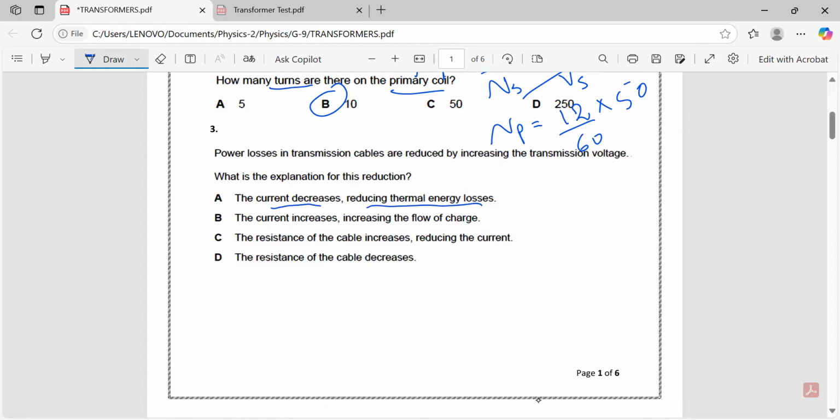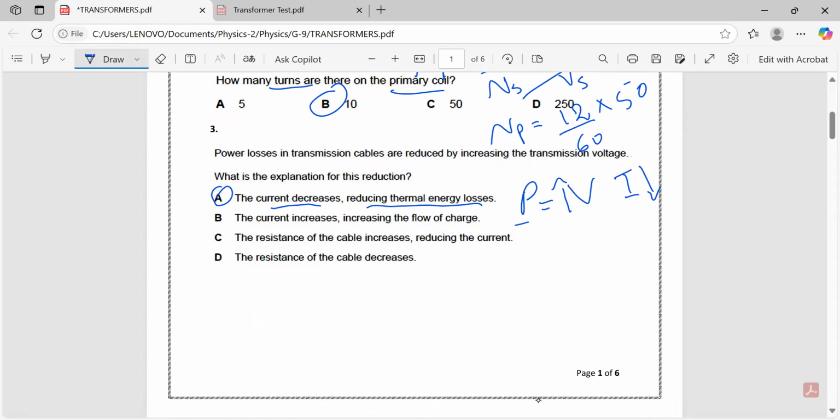Yes, actually, you know that the power equation is P equals VI. When we increase the voltage, the current decreases to keep the power's value constant. So by decreasing the current, we are reducing the thermal energy losses, which is the correct answer. The rest of the options are not correct.